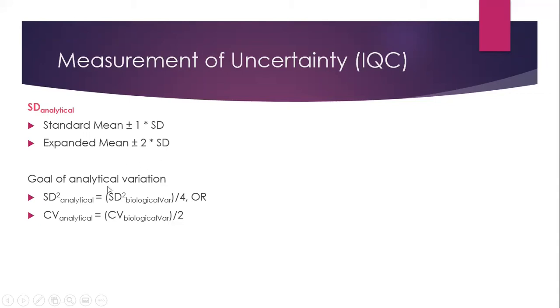What is the goal of analytical variation? The goal of analytical variation is that the measurement of uncertainty, in terms of analytical standard deviation squared, should be equal to the biological variation standard deviation squared divided by 4. This should be our goal.